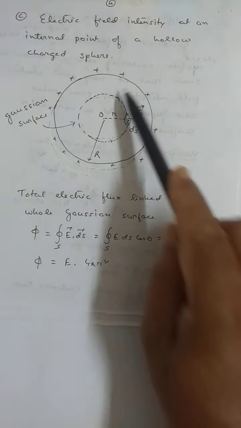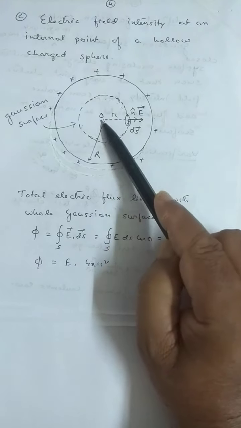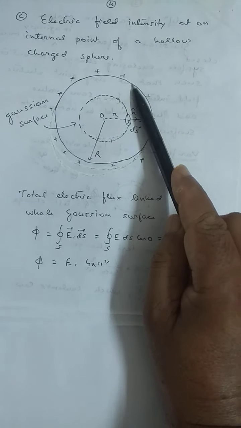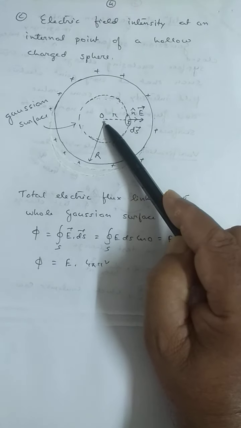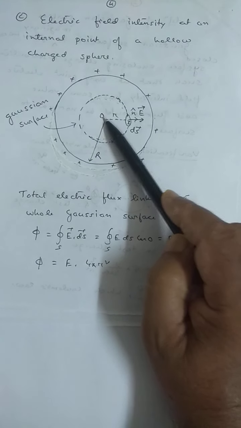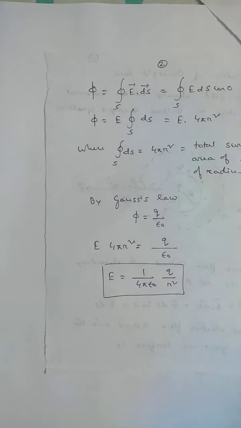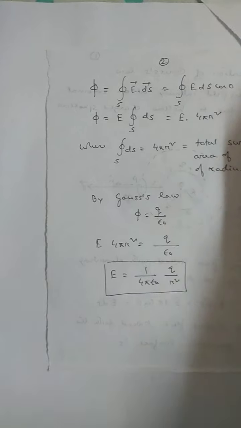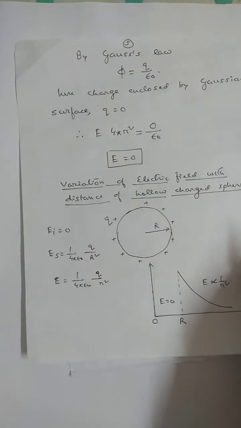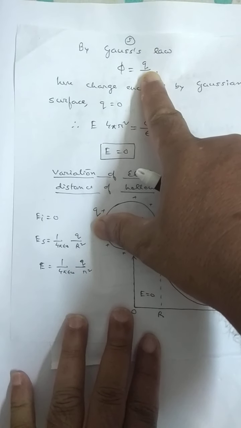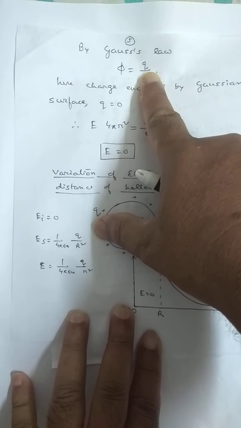But here, what is the charge enclosed by the Gaussian surface? Here the charge is outside the Gaussian surface. Charge inside the Gaussian surface is 0 here. No charge is here. Therefore, Q is 0 here. If Q is 0 at this point, then this Q becomes 0. What is Gauss's law?